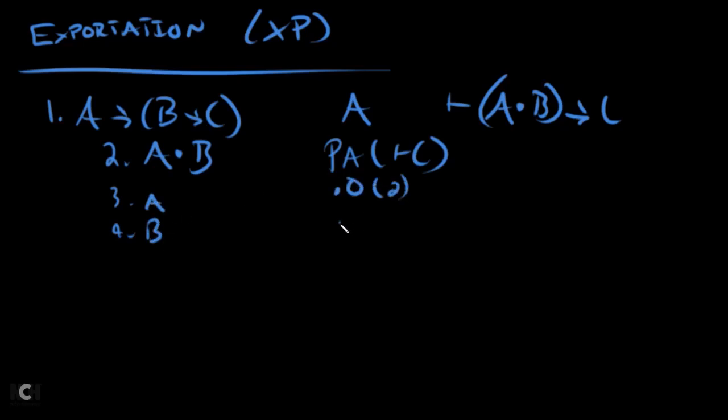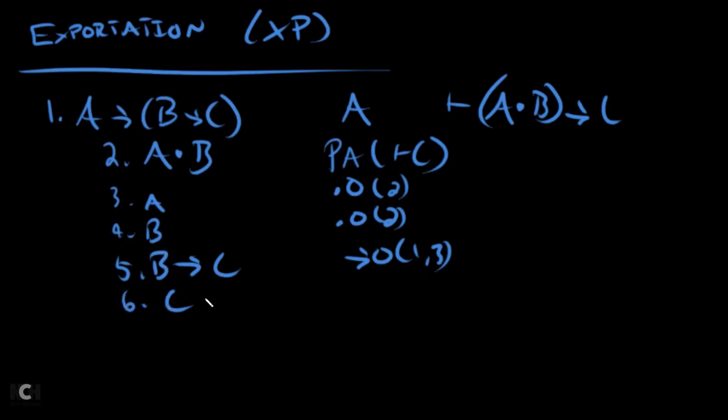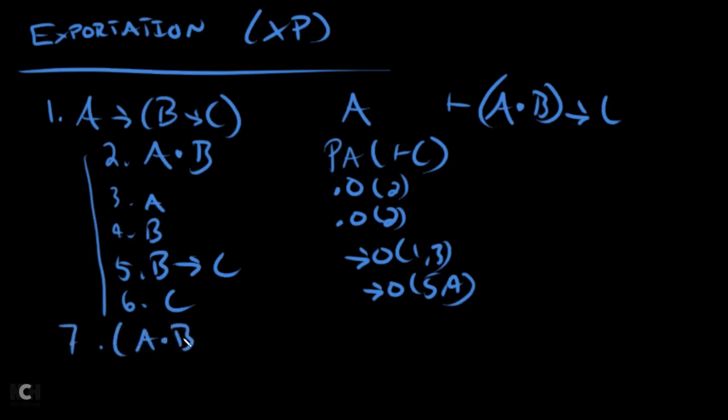And out on line 2 for both. Do an arrow out. We'd get B arrow C. That's arrow out 1 and 3. And do another arrow out. We get C. Arrow out 5 and 4. And then we can say, yep, it's a thing. Zooming out. If you got A and B, it'll lead you to C. Arrow in 2 through 6.